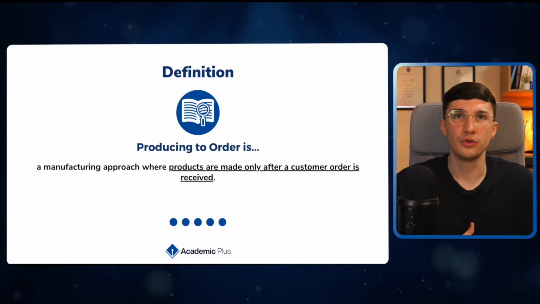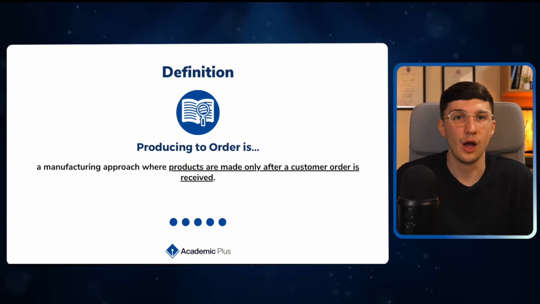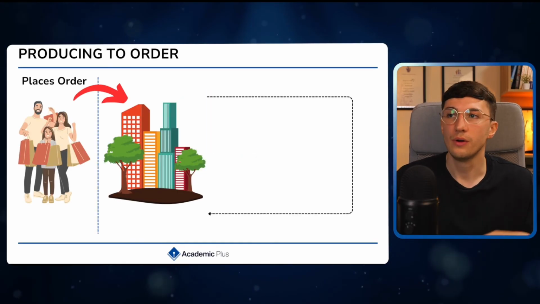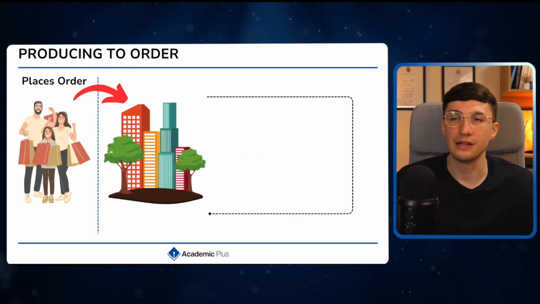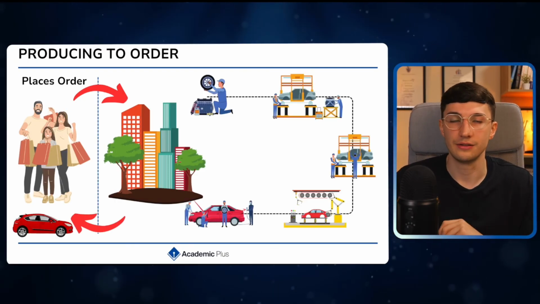So rather than me producing loads and loads of products and then never ending up selling them because the demand isn't there, we only ever produce products once we have that demand. So, for example, how this works, we could look at placing an order with the business, they then start manufacturing the product, and then they send it to the customer.